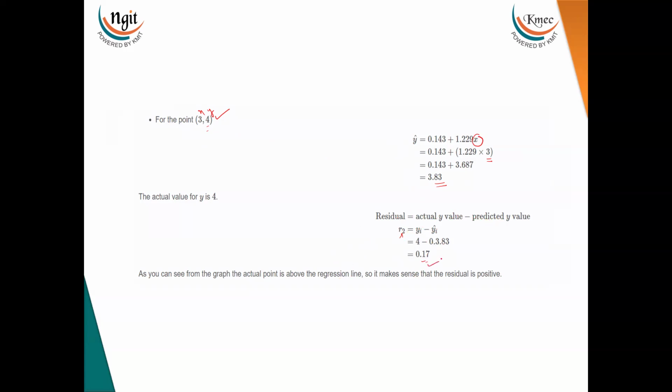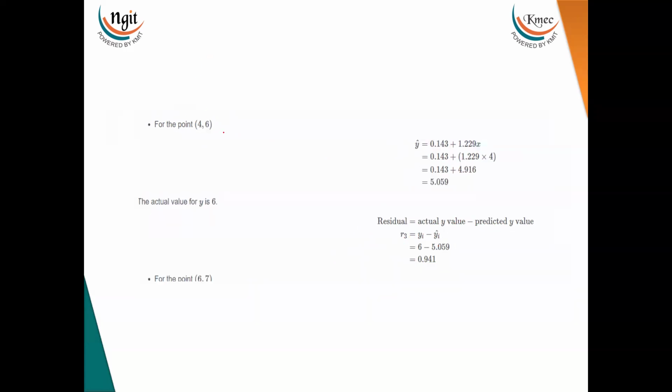So it makes sense that the residual is positive. Even this condition is also satisfied. Next one is for the point 4, comma 6. Now for this 4, comma 6, place x value as 4. We are going to get a value of 5.059 and the actual value is 6.